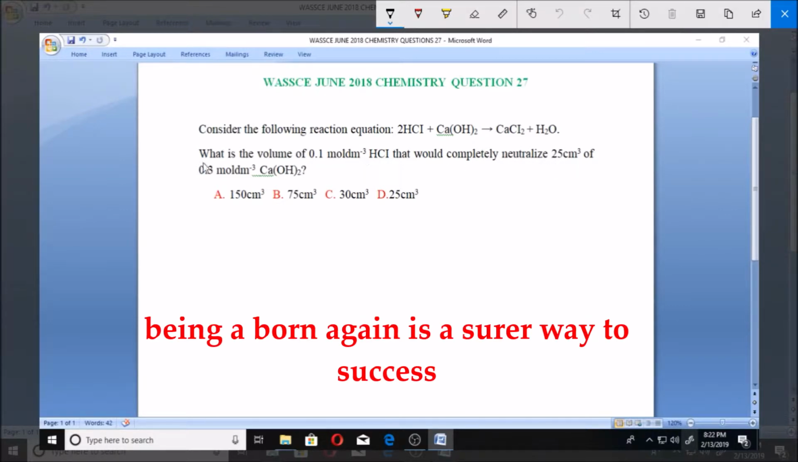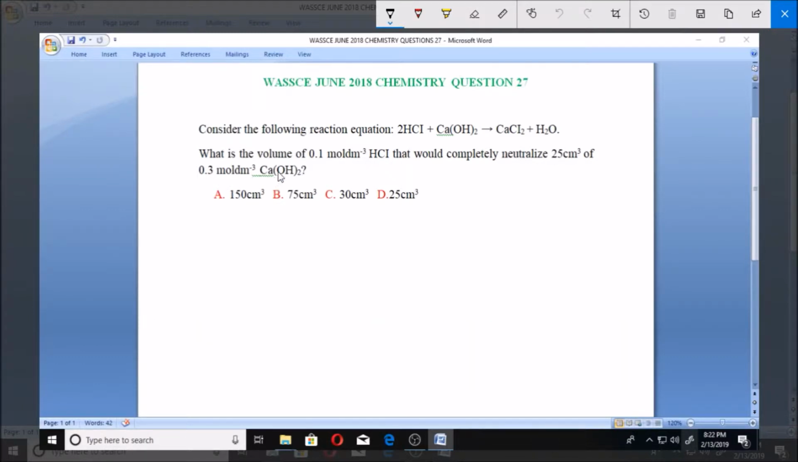of 0.3 mol/dm³ Ca(OH)2? Now from this you are told to calculate the volume that will completely neutralize 25 cm³ of 0.3 mol/dm³ of this base. Option A, 150 cm³, B, 75 cm³, C, 30 cm³, D, 25 cm³.